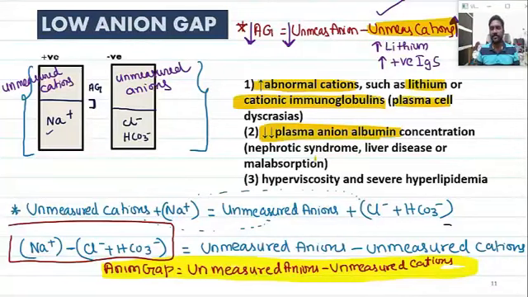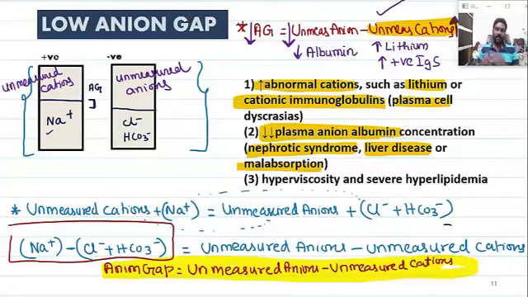Whenever there is decrease in protein synthesis, as in liver disease, decrease in protein absorption, as in malabsorption, or increase in protein excretion in urine, as in nephrotic syndrome. So these are causes for decrease in unmeasured anions. So what can happen? Decrease in albumin. What are the causes of decrease in albumin? Either liver disease, nephrotic syndrome, or malabsorption.